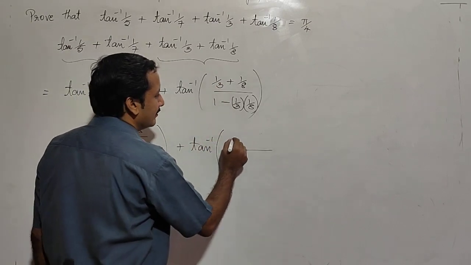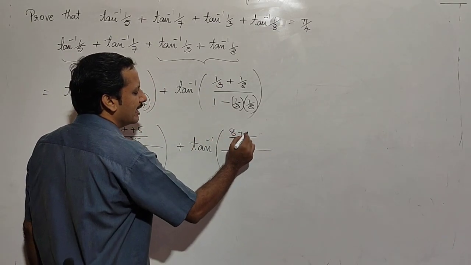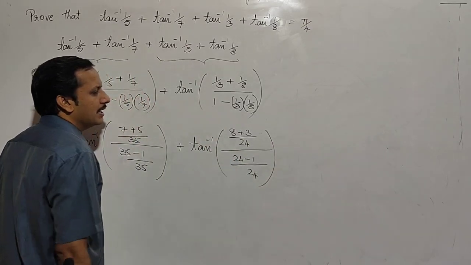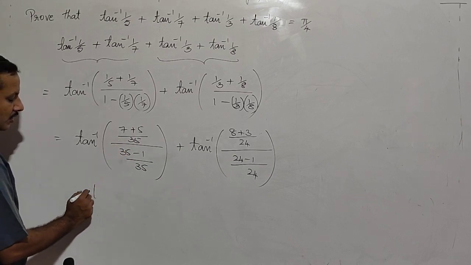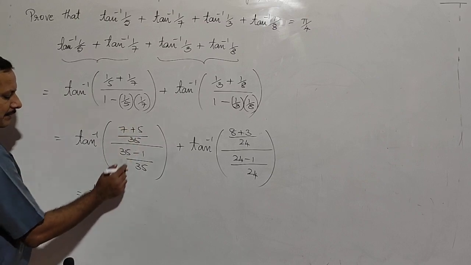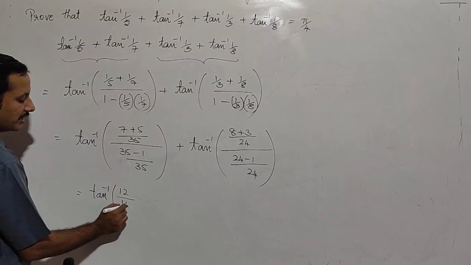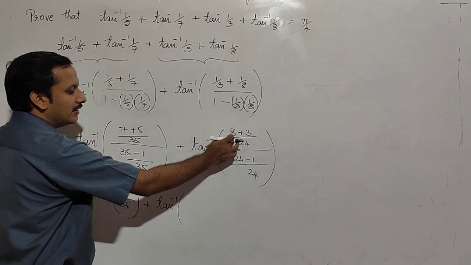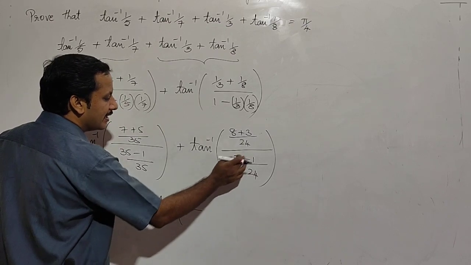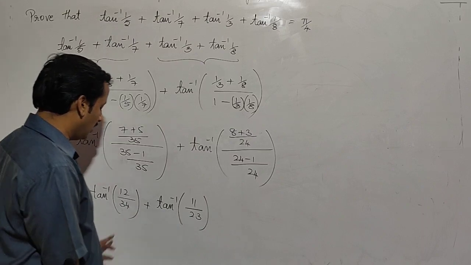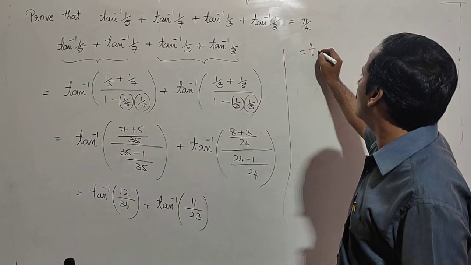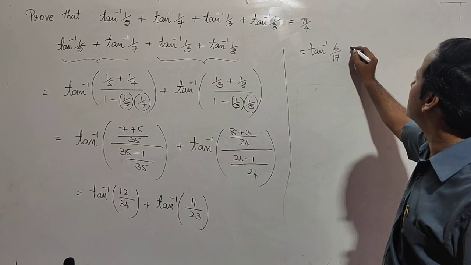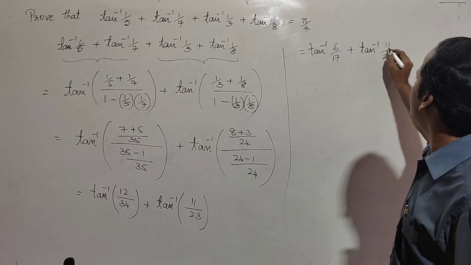Okay, so here also I take the LCM, LCM is 3 into 8, which is 24, numerator is 8 plus 3. Similarly, in the denominator here, LCM is 24, numerator will become 24 minus 1. Okay, here 35, 35 gets cancelled, we will have tan inverse of 7 plus 5, which is 12, divided by 35 minus 1, which is 34, plus tan inverse of here 24, 24 gets cancelled, 8 plus 3 is 11, divided by 24 minus 1, which is 23. Okay, then that first term, tan inverse of 12 by 34 we have, which can be written as 6 by 17 plus tan inverse of 11 by 23.